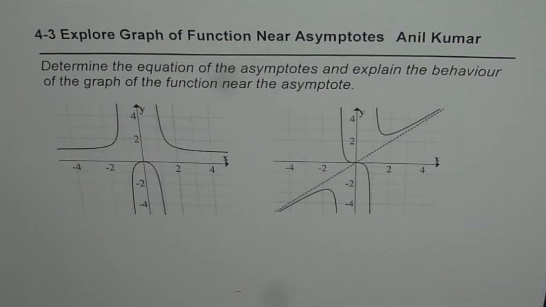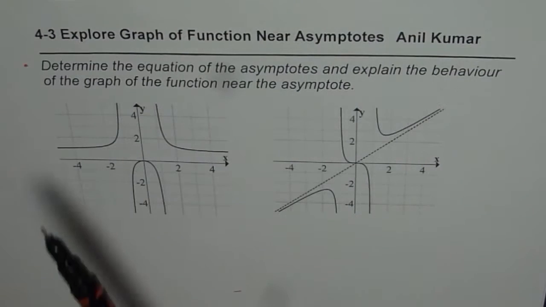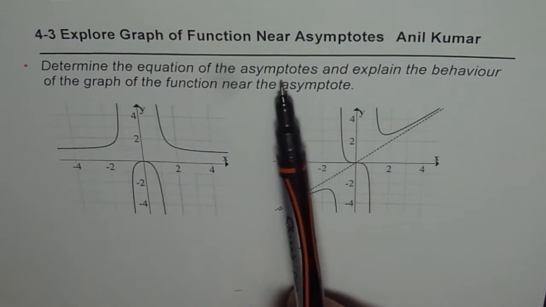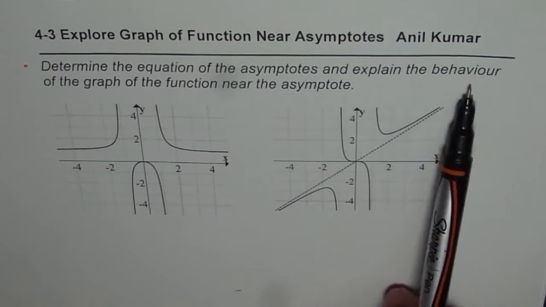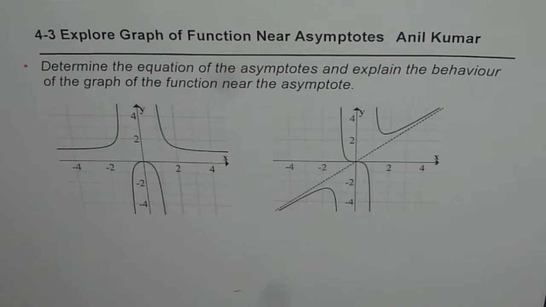In previous videos, we have learned how to find the equation of the asymptotes and the behavior of the function near the asymptotes. Now, this particular question is for you to practice. The question is, determine the equation of the asymptotes and explain the behavior of the graph of the function near the asymptotes. You can pause the video and answer the question, and then look into my suggestion.